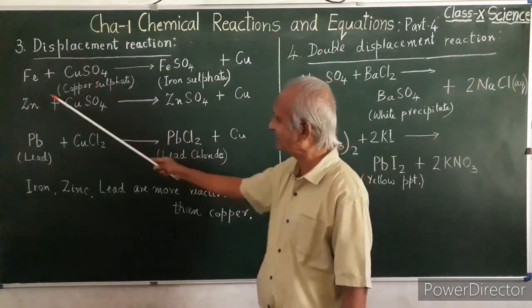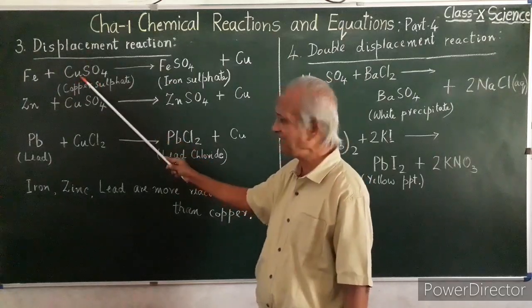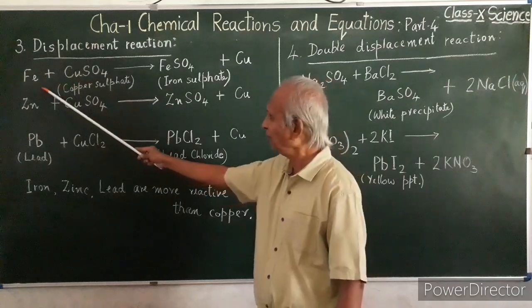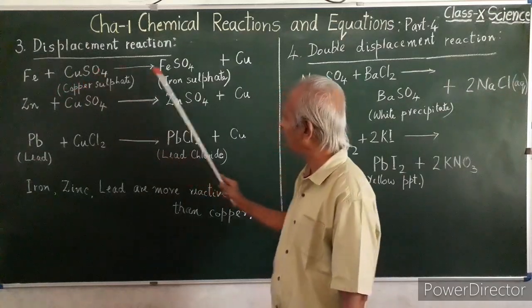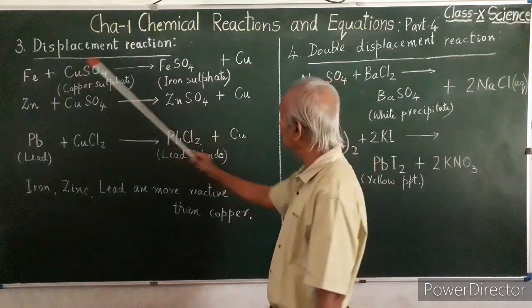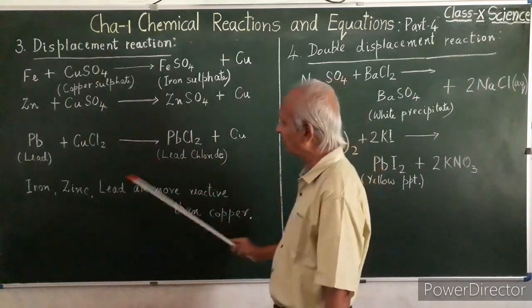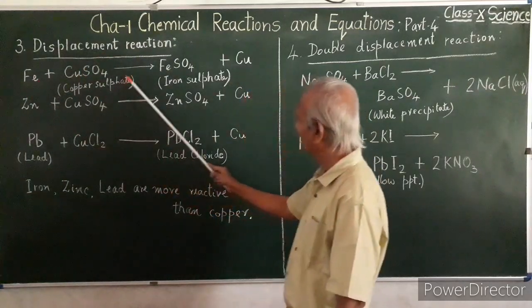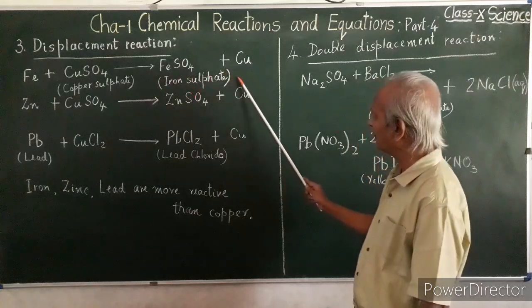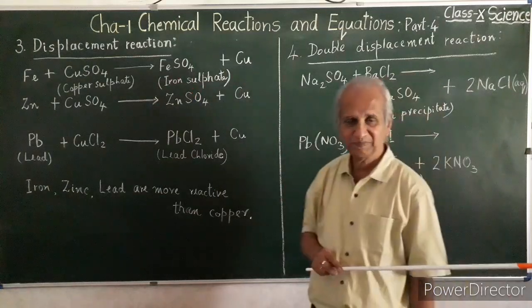Very easy to write. Remove Cu here, as we discussed now. Put Fe there. It becomes FeSO4. And Cu, you write it separately. Iron plus copper sulfate gives iron sulfate plus copper.